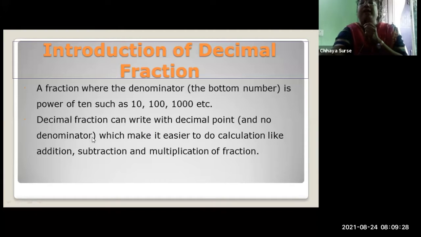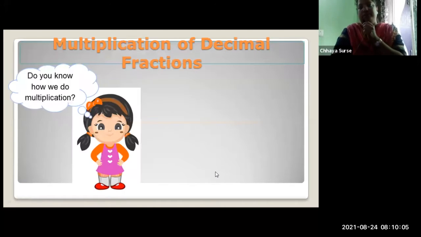The dot we put between the numbers is called the decimal point, and there is no denominator, which makes calculation easier, like addition, subtraction and multiplication of fractions. So if the decimal fraction is written with the decimal point, you can easily do addition, subtraction, multiplication and division also. So, multiplication of decimal fractions.